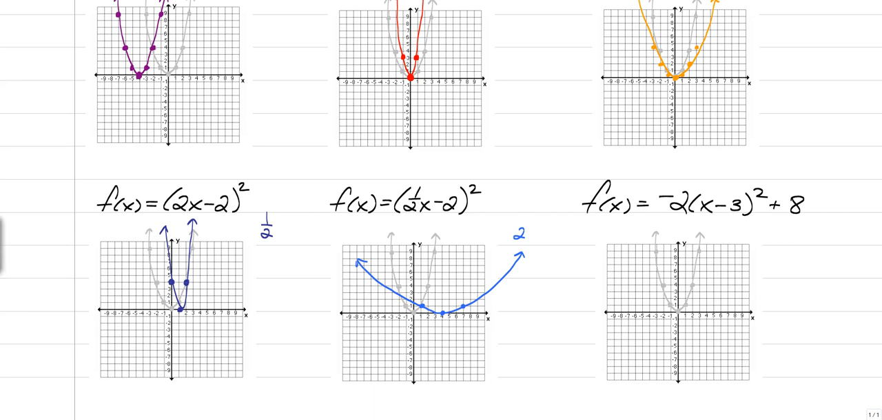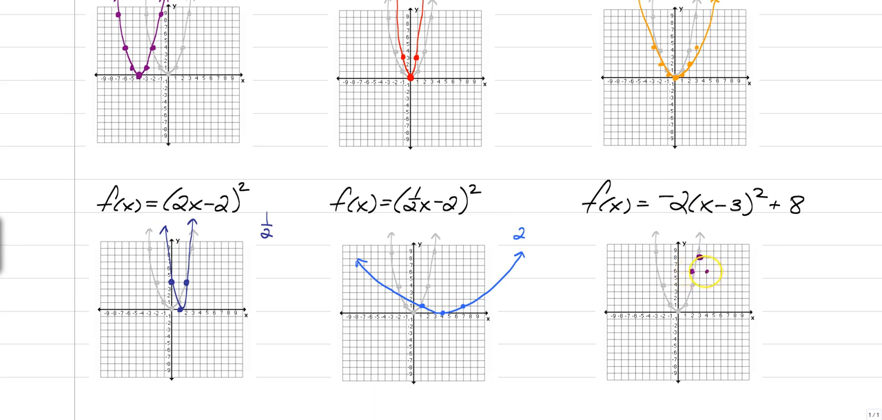So the last one, we're just going to mess with a whole bunch of stuff. So again, we are in vertex form. So 3 to the right and 8 up is going to tell us that our vertex is at 3, 8. And now we're going to have a scale of -2. It's on the outside, which means we're going to multiply all of the y values after we substitute an x in by a -2. So this is going to open down, and it's going to be stretching much faster.